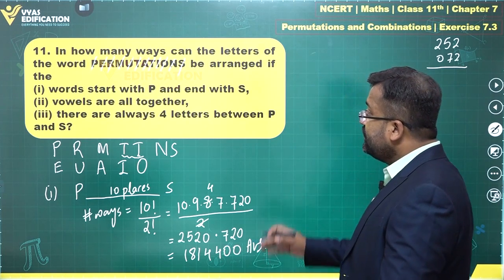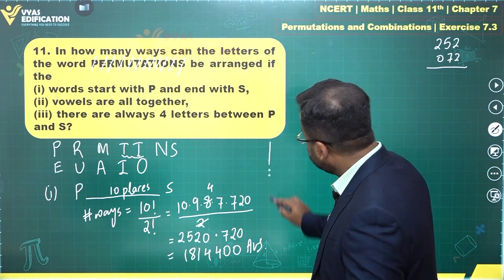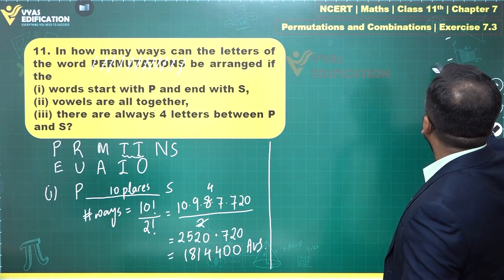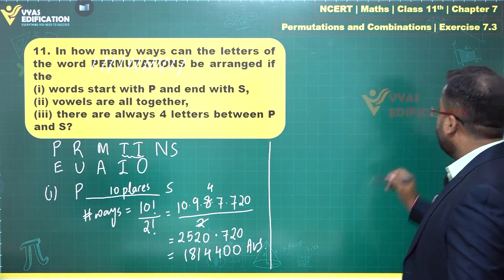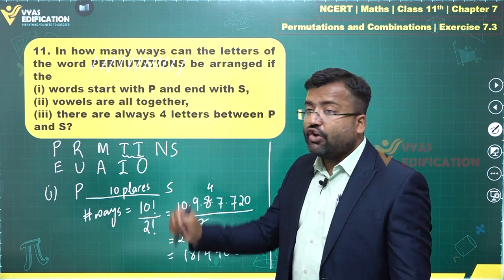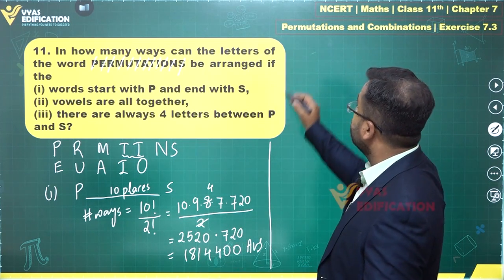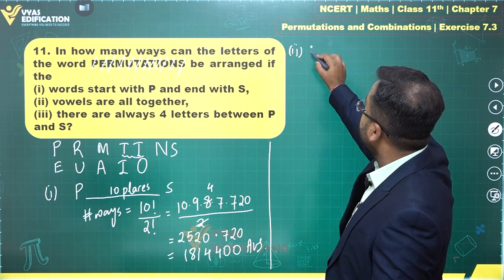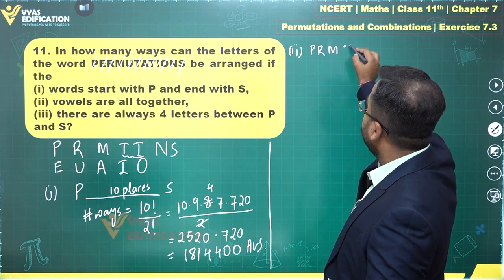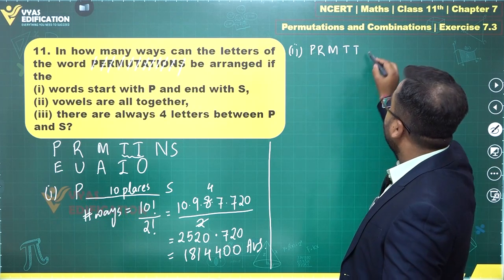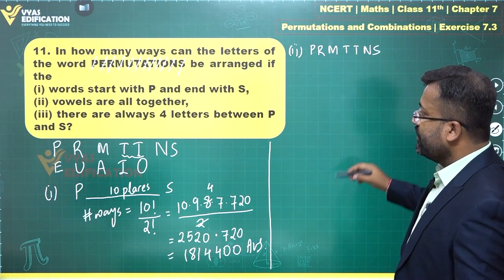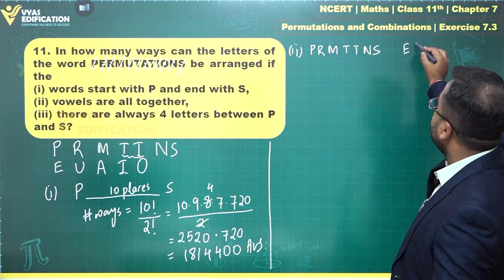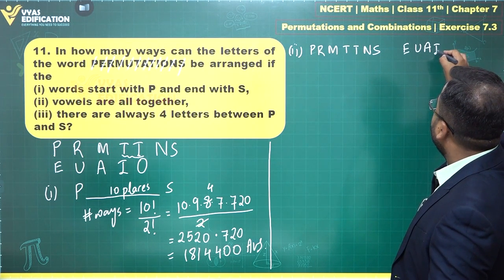Next, let us talk about the second part over here. What does the second part say? Okay, we can get rid of this. This is not required. The second part says that vowels are all together. Now what are we supposed to do in this one? The vowels have to be placed in a bag actually. P, R, M, T, T, N, S and the vowels. You see all the vowels are there. A, E, I, O, U, all the vowels have it correct. E, U, A, I, O.